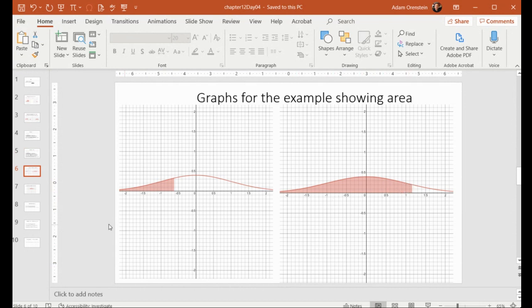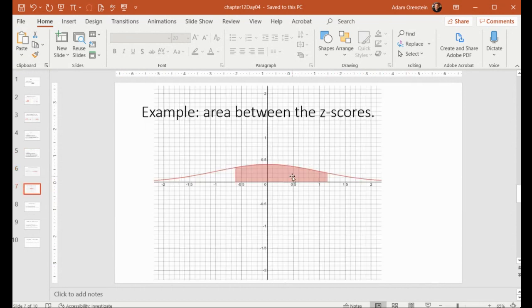And to get the area between, we subtract, and that's what I did here. That's how I got this. I subtracted. That's what's happening here.